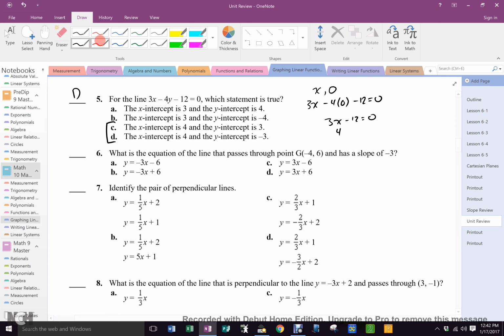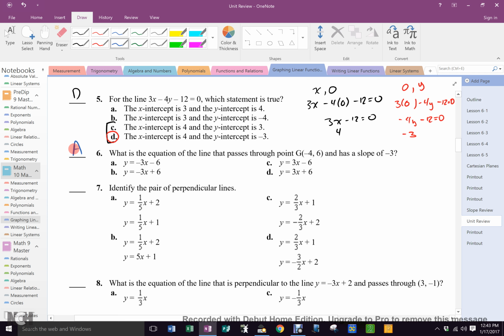Then I go to the other one. Every y-intercept is 0, y. So that's 3 times 0 minus 4y minus 12 equals 0. So -4y minus 12 equals 0. So that must be -3. Because -4 times -3 would get me 12. 12 minus 12 would get me 0. So it has to be D. Right?